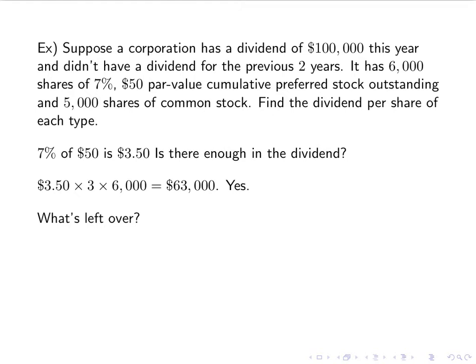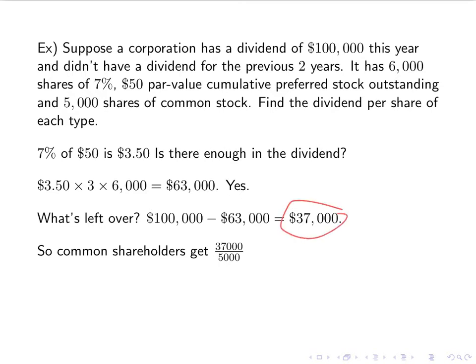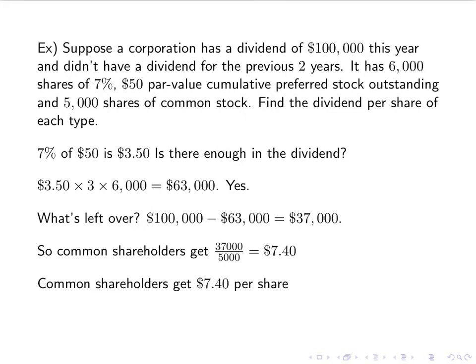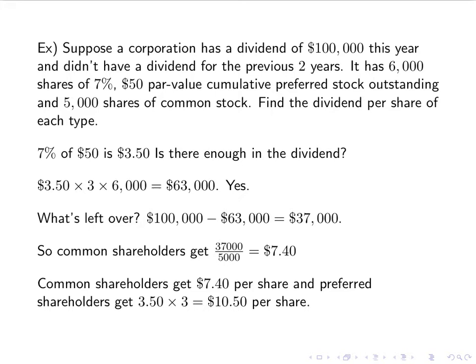And just like before, I need to figure out what's left over. And we should have $37,000 left over for the common share. So we take what's left over, divide it by the number of common shares, and we get $7.40. So how much does each type of share get? Common shareholders get $7.40. Preferred shareholders get the $3.50 times the 3, because again, the 2 previous years plus this year. So the preferred shareholders are getting $10.50 per share. Okay, so again, with the cumulative, you have to multiply it by how many years they're getting paid for. This year plus any previous years that didn't have a dividend.